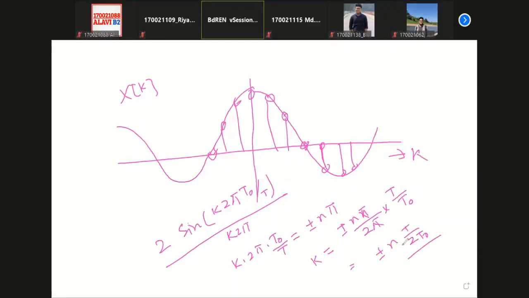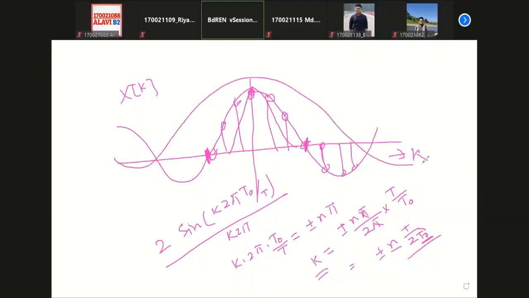For example, at n equal to 0, this is that value. At n equal to 1, this is the value. And for n equal to minus 1, the value of k is this. Now you see, the value of k is inversely proportional to t0, isn't it? If your t0 is wider, then what will happen? This curve will be narrower. But if your t0 is smaller, then this becomes wider.